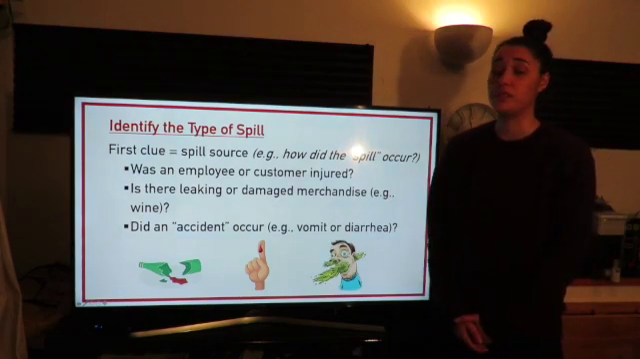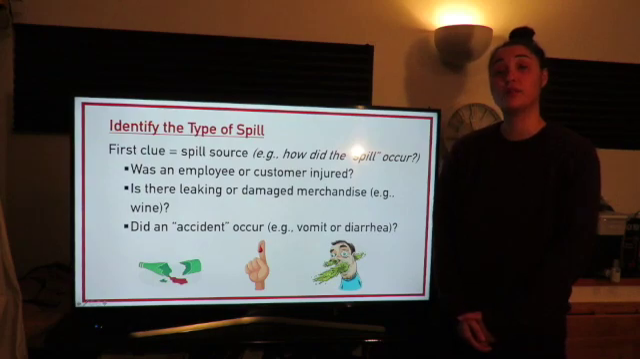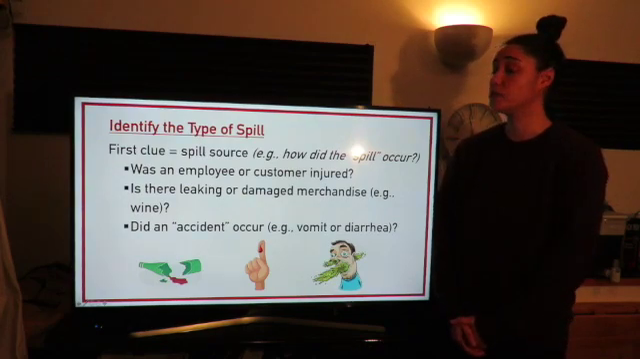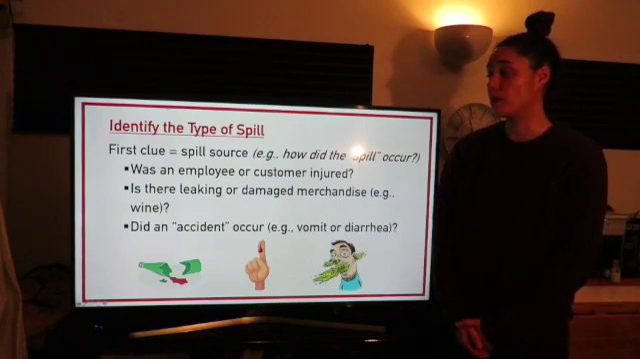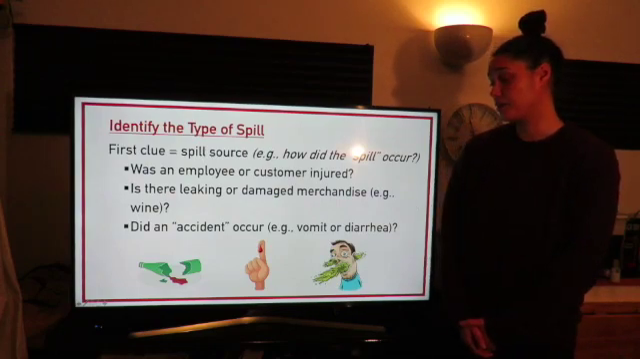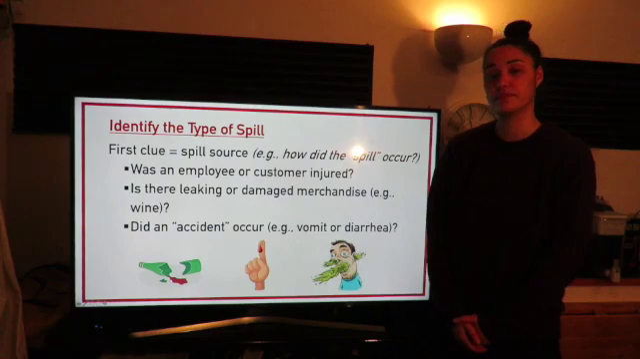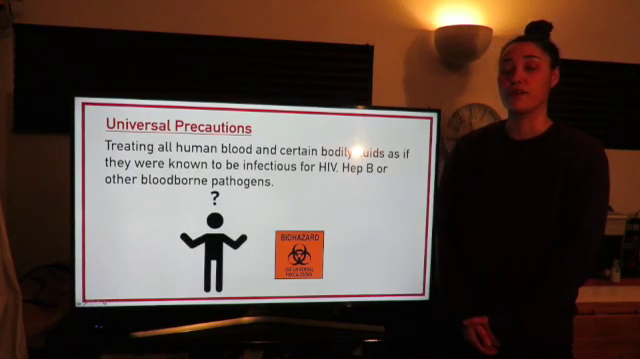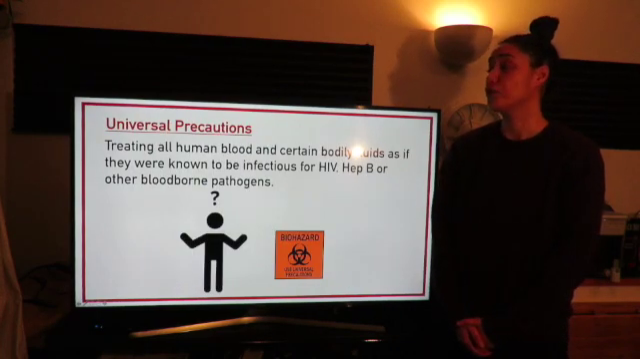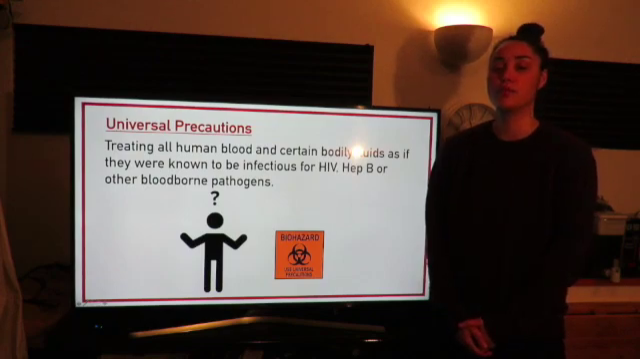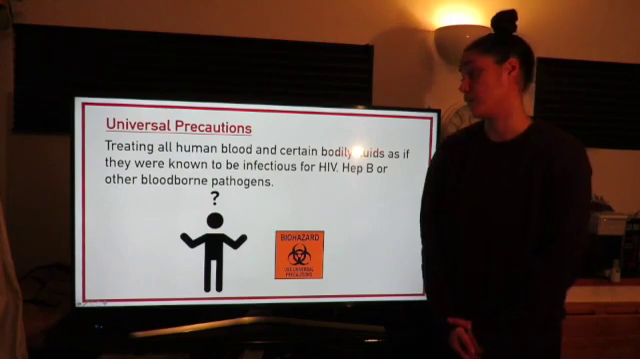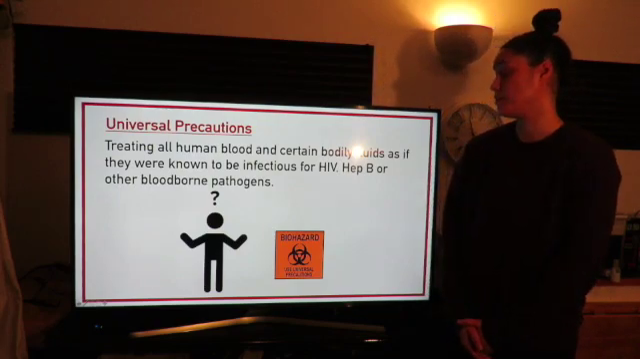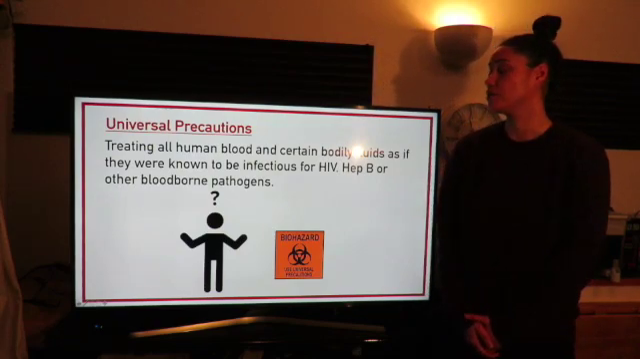Your first clue will be the spill source. How did the spill occur? Was an employee or customer injured? Is there leaking or damaged merchandise, such as a broken wine bottle? Did an accident occur containing vomit or diarrhea? If you're unsure of how the spill occurred, you should take universal precautions. Universal precautions are treating all human blood as if it were contaminated with infectious materials, such as HIV, hepatitis B, or other bloodborne pathogens.